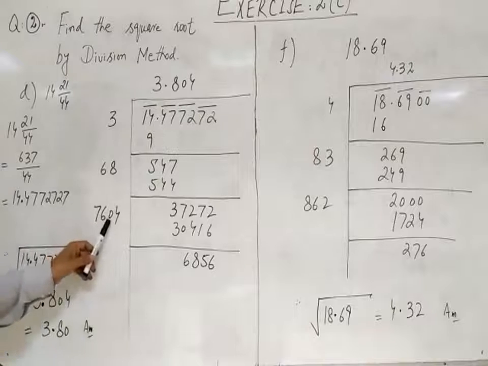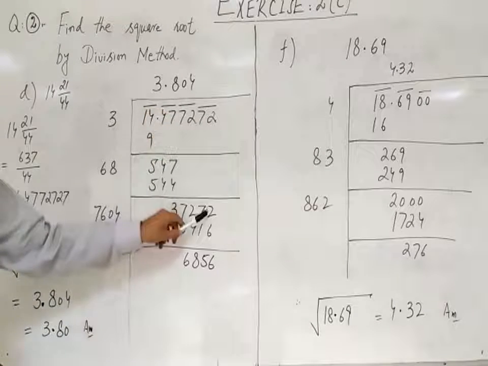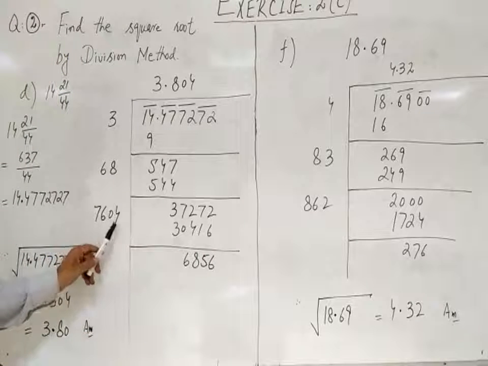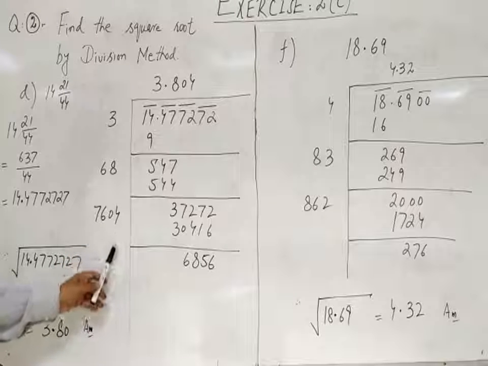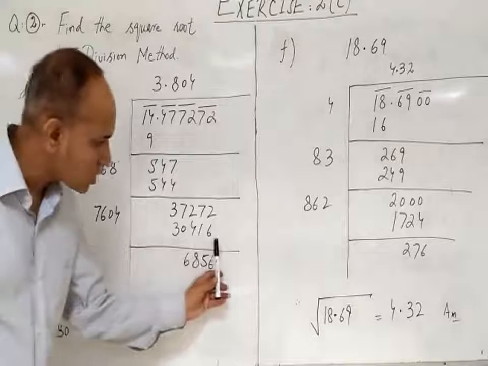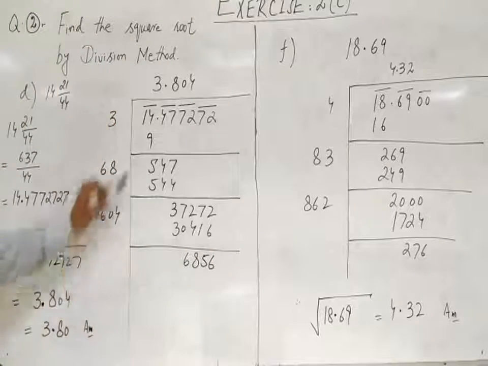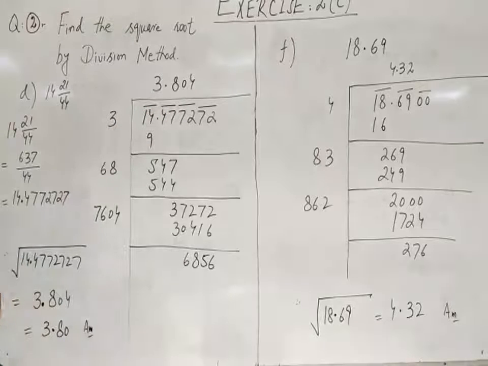So we use again the 0 over here and 0 and then drop the next one. Now we get the number 37272. 760. We have to place 4 over here and multiply this number by 4. We get the closest number, this, and then on subtraction we get this number. So we have 3.804 over here. So the square root of this is equal to 3.804, and it is given in the question that we have to find the square root up to 2 decimal places. So we have 3.80 as an answer.